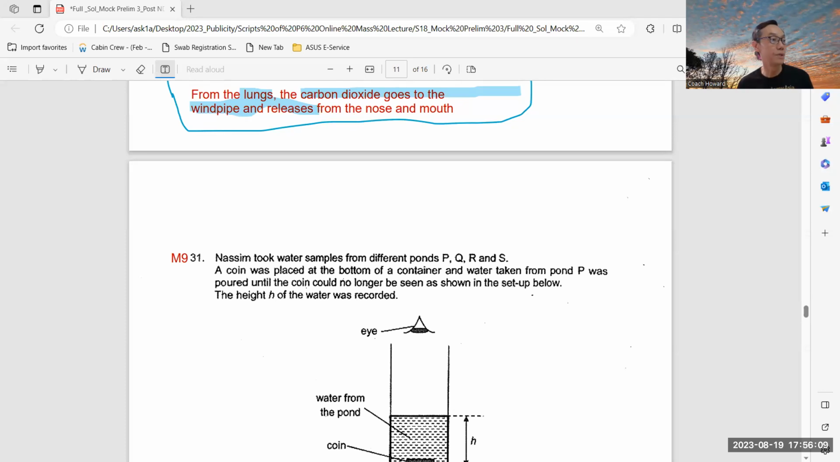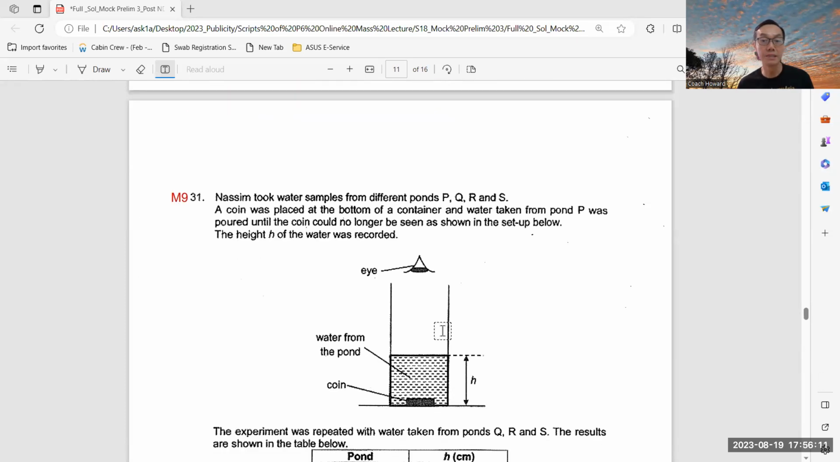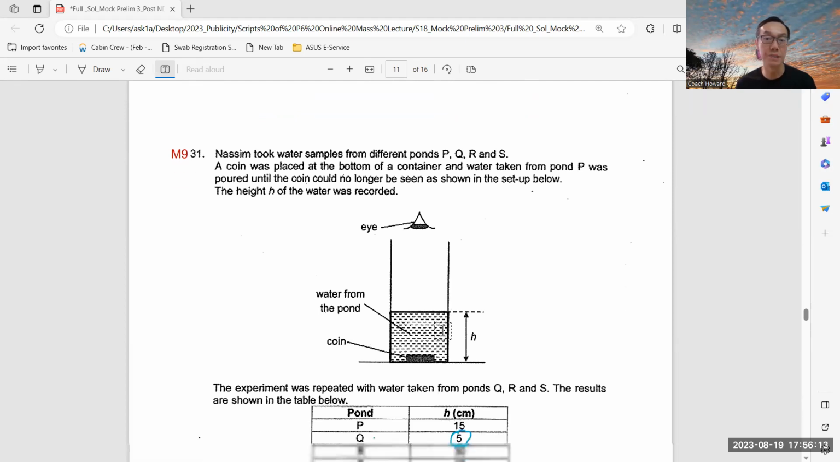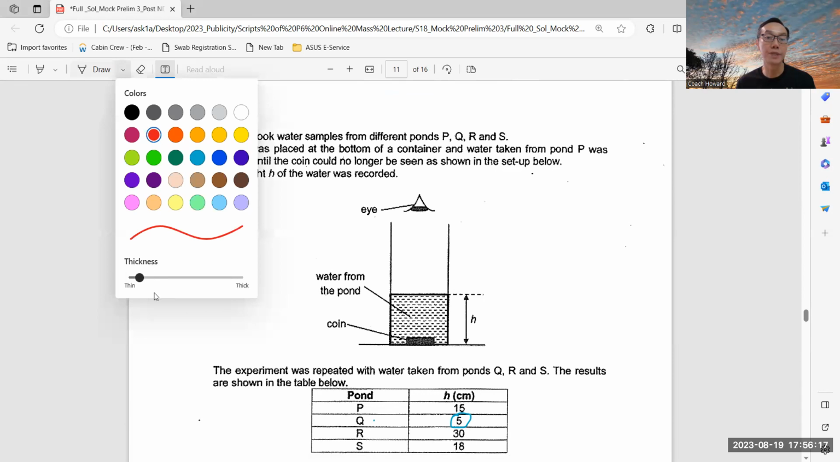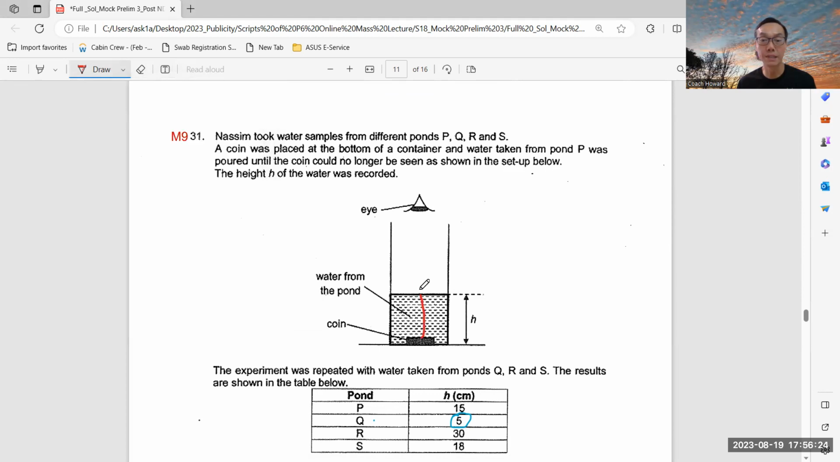Okay, let's continue with question number 9. This is also an experimental design question. So you can actually annotate by drawing the light ray from this, because the coin reflects light so that the person can see. Okay, try to draw a straight line by using freehand. That's why it's not straight.